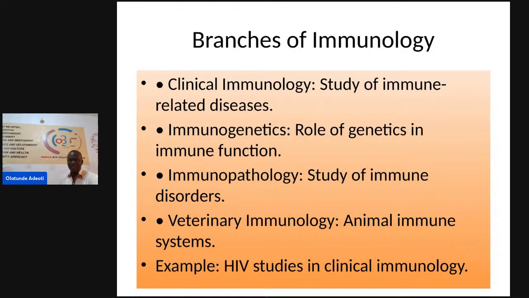And a case study of Pasteur's rabies vaccine, which saved a boy who was bitten by a rabid dog. Then the branches of immunology include clinical immunology, which is the study of immune-related diseases; immunogenetics, that is the role genetics plays in immune function; immunopathology, the study of immune disorders; and veterinary immunology, that is the animal immune system.